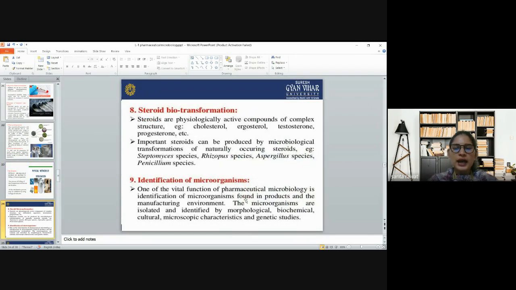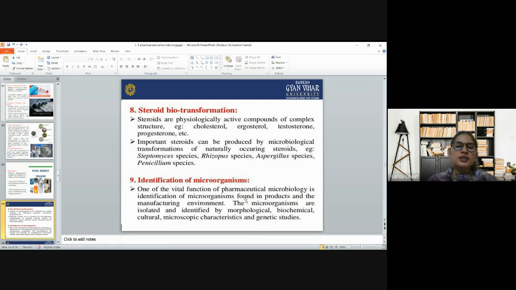The next use is steroid biotransformation. Steroids are physiologically active compounds of complex structure, for example, cholesterol, ergosterol, testosterone, progesterone, and so on. Important steroids can be produced by the microbial transformation of naturally occurring steroids, for example, by Streptomyces species, Rhizopus species, Cephalosporium species, and Penicillium species.